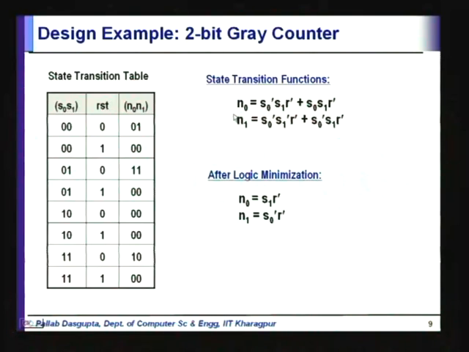Is that clear? And similarly N1 is 1 when we have this entry and this entry. So again S0' S1' R' and S0' S1 R'. So these two represent the state transition functions, and the state machine that we saw in the last slide is exactly represented by this set of state transition functions.